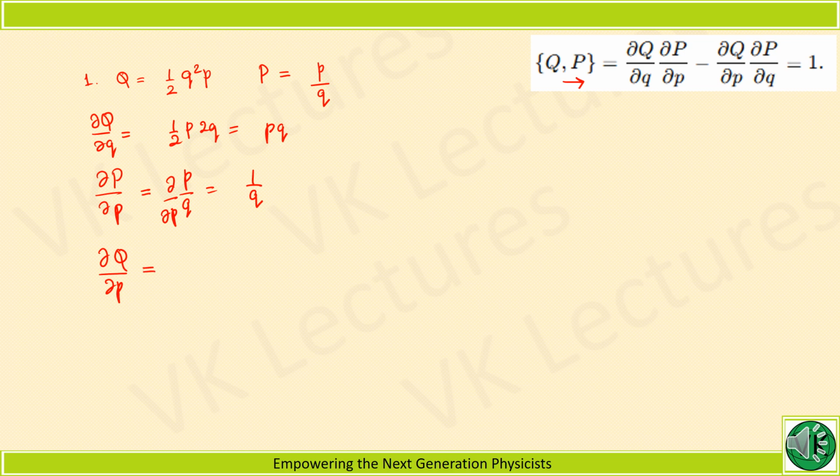With respect to p, it is half q square, so that is q square by 2. And dou capital P by dou small q, with respect to q, is minus p by q square. So the first two product minus the second two product is equal to pq into 1 by q.